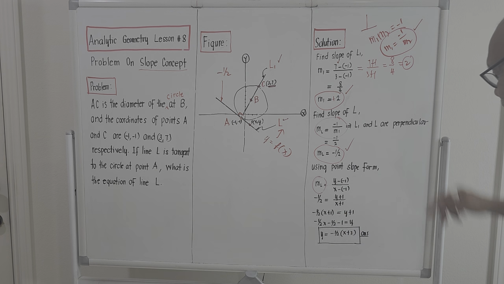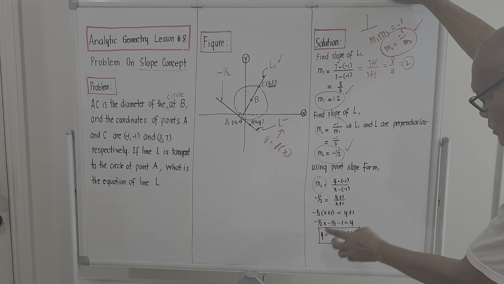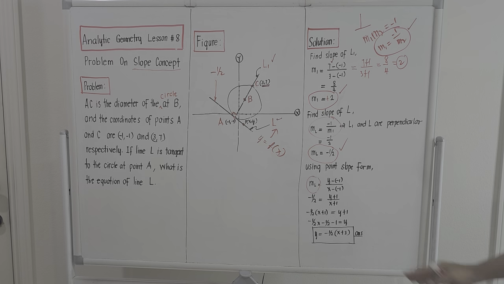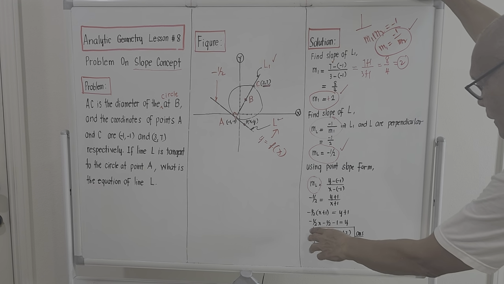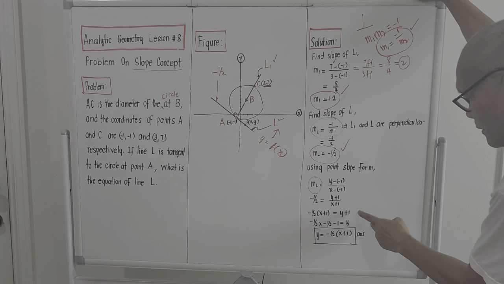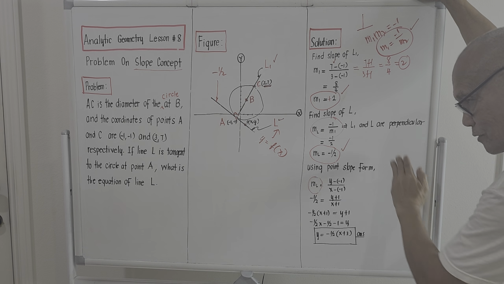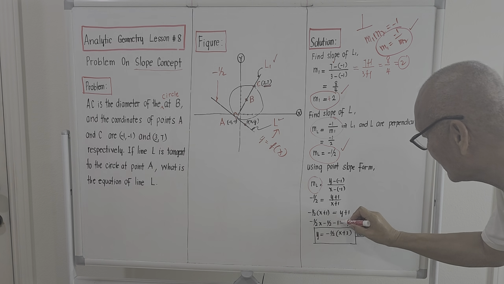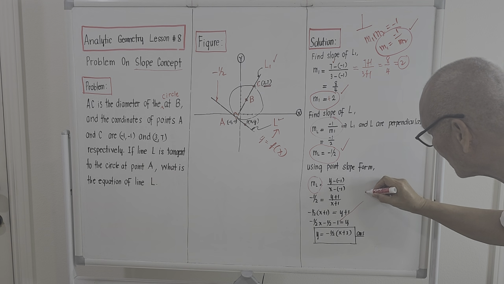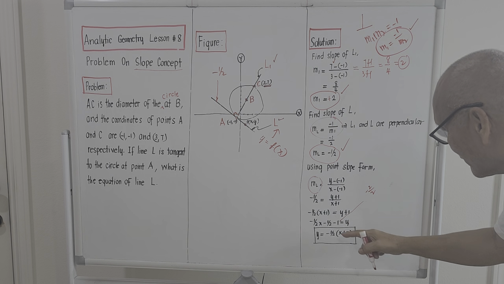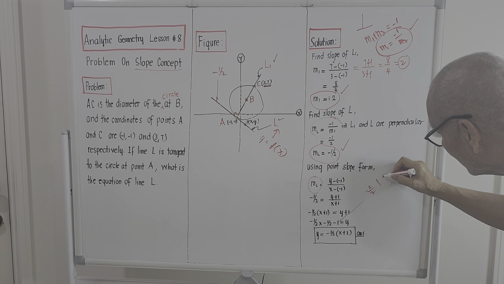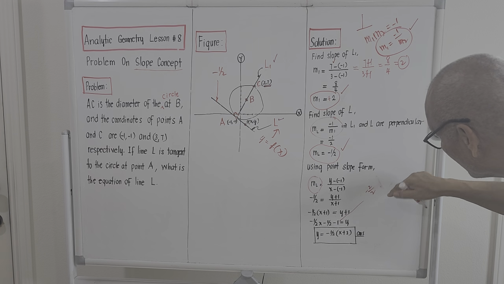And if we try to simplify, negative 1 half times X plus 1 will be this one, and this should be equal to Y plus 1. If we expand the left-hand side, minus 1 half X minus 1 half. And we will transpose this 1 to the left. It will become negative. This negative 1 can be written as negative 2 halves. So this negative 1 half plus negative 2 halves, the sum of that will be negative 3 halves.